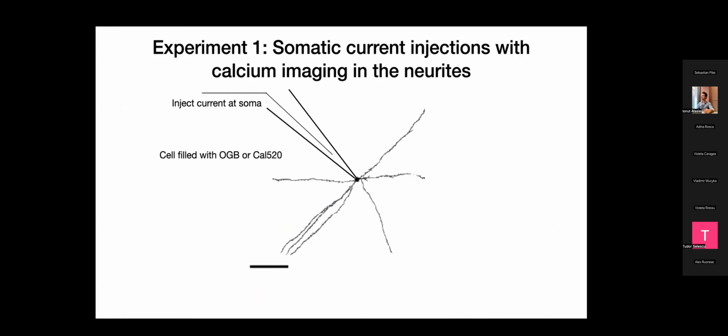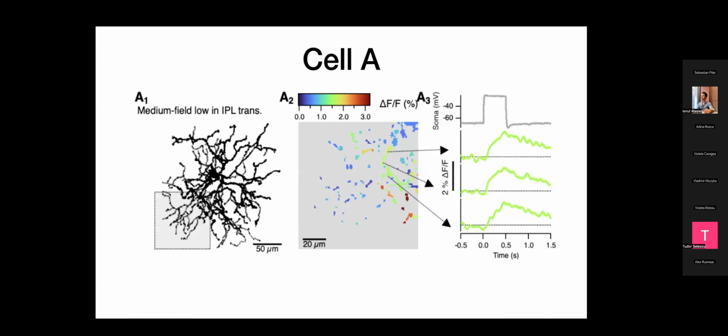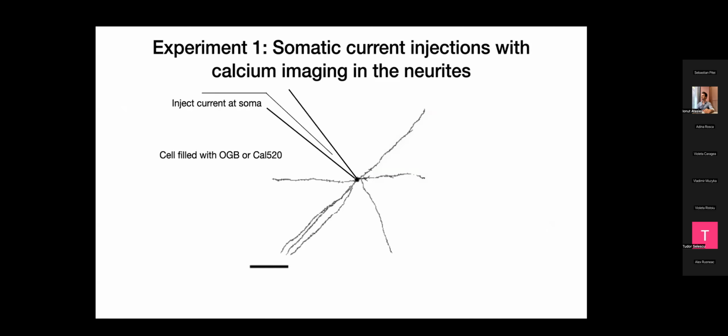And while we're injecting current, we also fill the cell with a calcium indicator, a synthetic one, either Oregon Green BAPTA or Cal 520, which actually works better for those of you doing calcium imaging. I would recommend Cal 520. And then we can image the neurites at some location with 2 photon. And so we inject current at the soma, and then the question is how much calcium do we get at the different neurites?